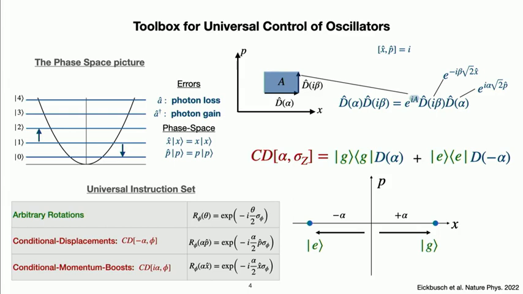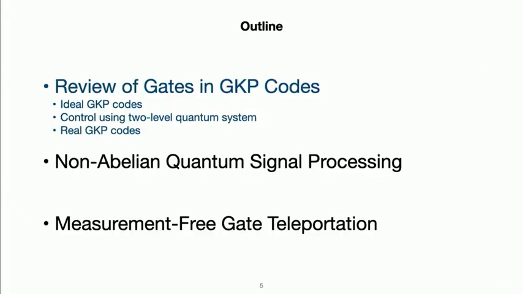This instruction set was demonstrated to have universal control of the oscillators in this nice paper by Alec Eichbusch, which was released in 2022. And we're just extending all of these results further by getting some analytical framework to explain their experimental results. Now, let's go to the GKP code framework. This was founded by Daniel Gottesman, Alexei Kitaev, and John Preskill in 2001.